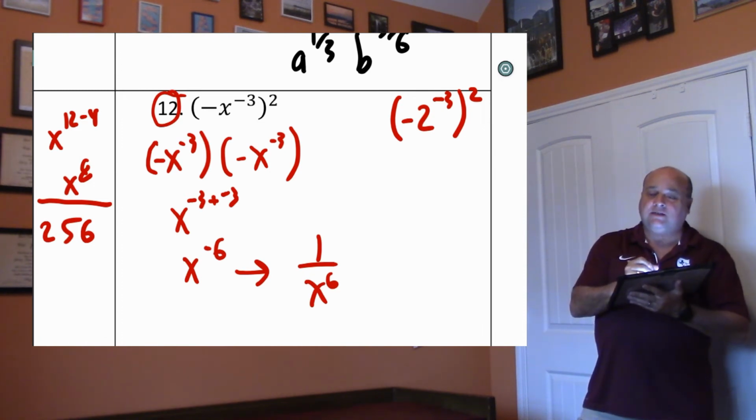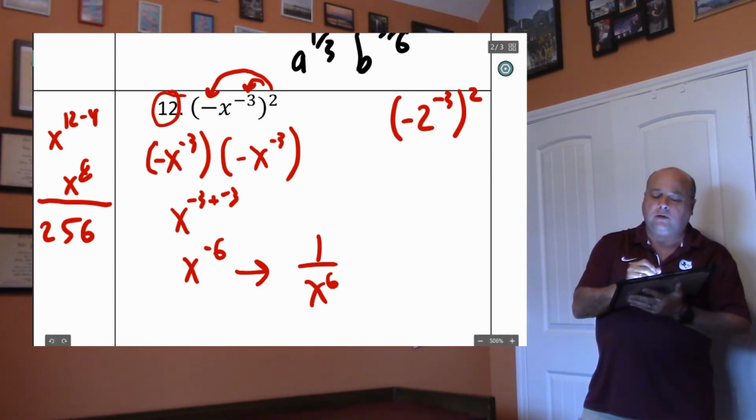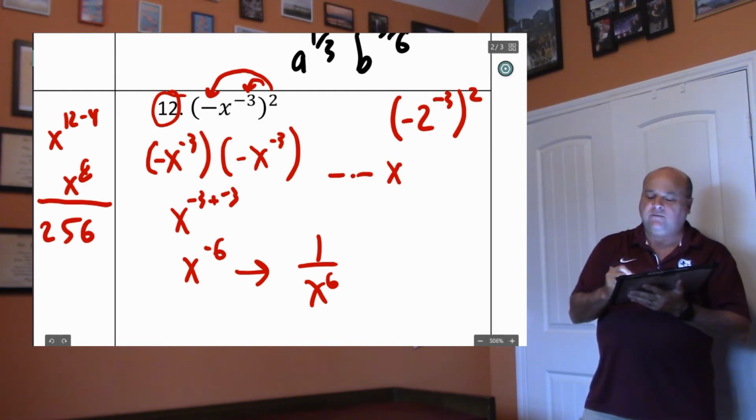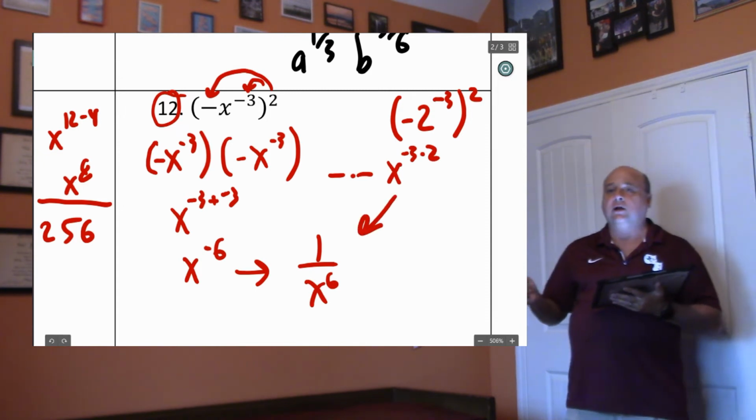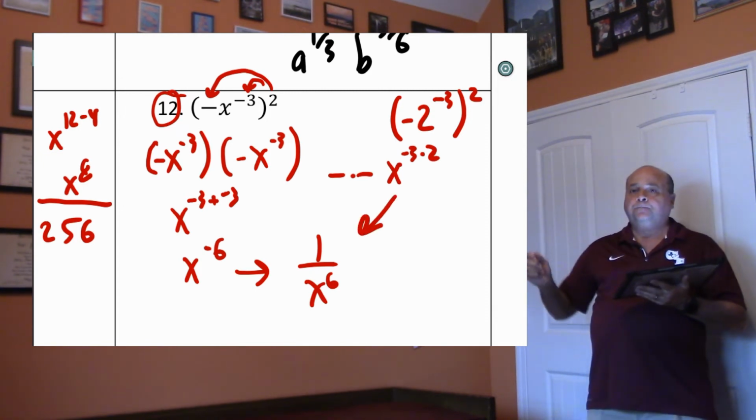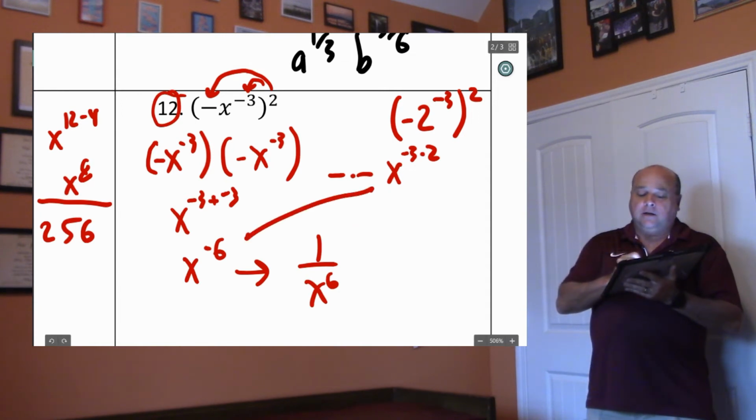If you were doing this by hand, you would do this, okay? The negative counts twice, which would be a positive. Then you would have x to the -3 times 2, which is going to turn into that, okay? Very, very tricky. Let's do one more.